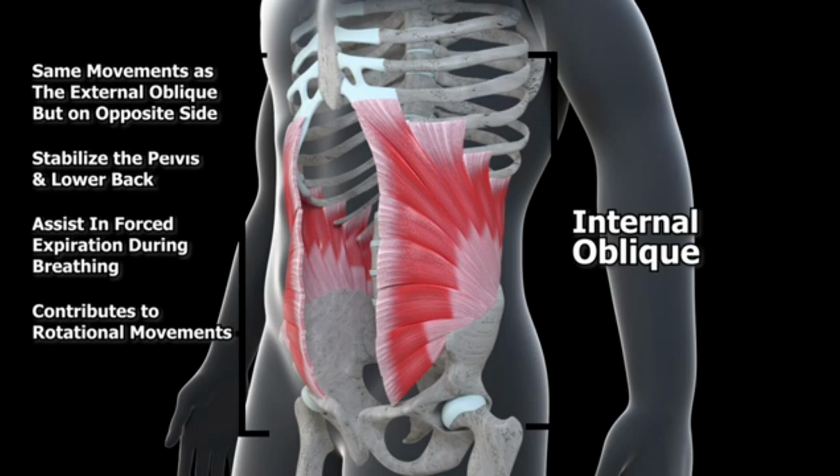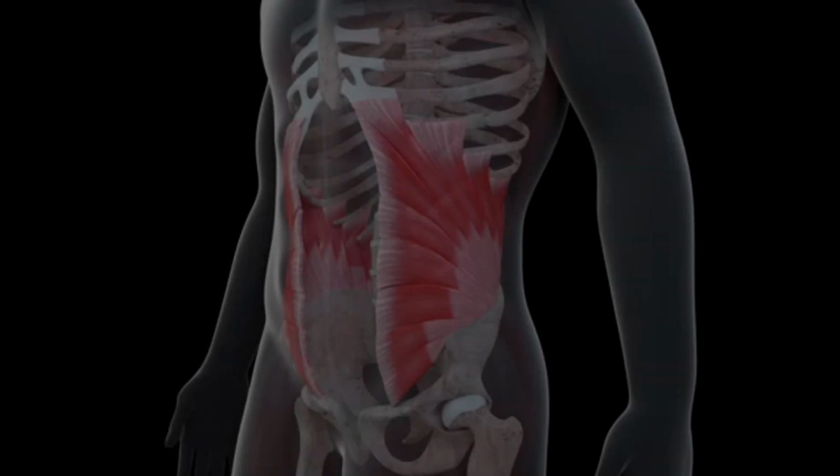and compressing the abdomen. This muscle, along with the external oblique, contributes to the creation of intra-abdominal pressure, which helps to stabilize the spine and prevent injury.